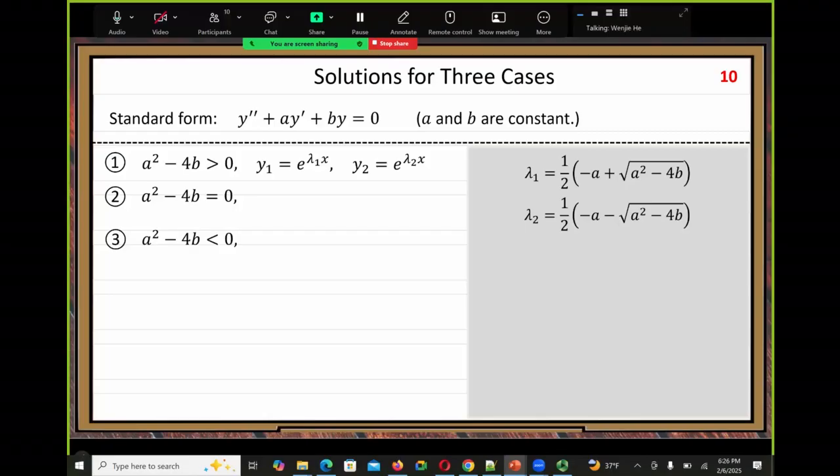Now let's move to case number 2. Case number 2, this time y1, y2 are the same number, lambda, if we use lambda equals negative a over 2. So you can write the first function, y1 equals e to the negative ax over 2.